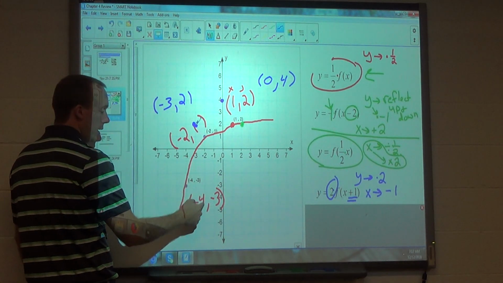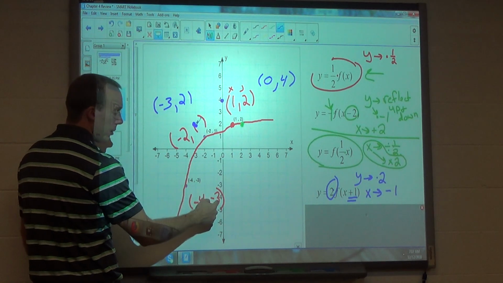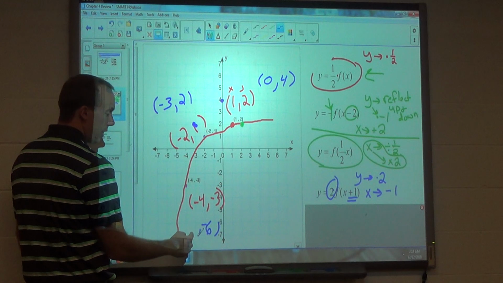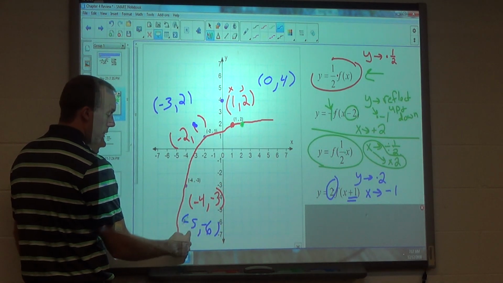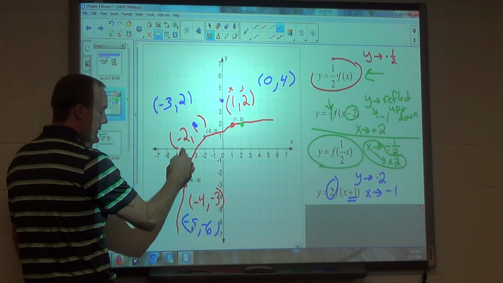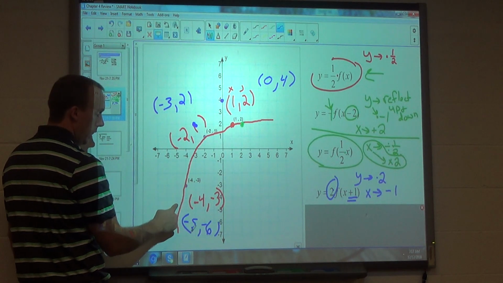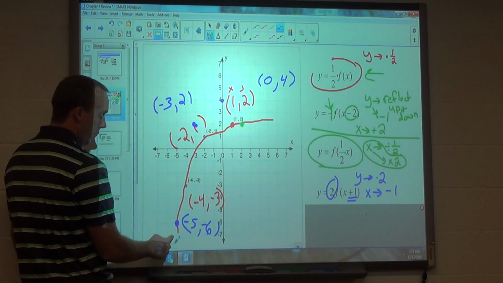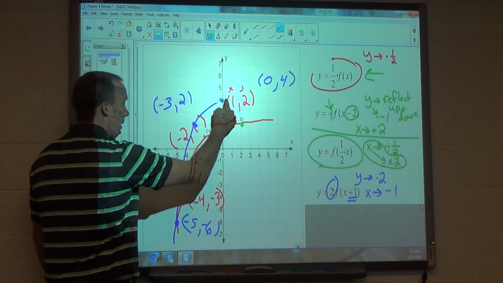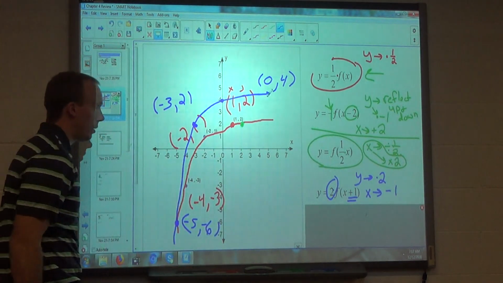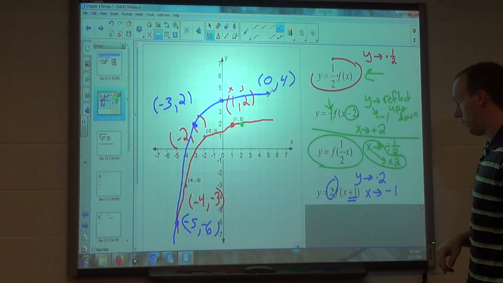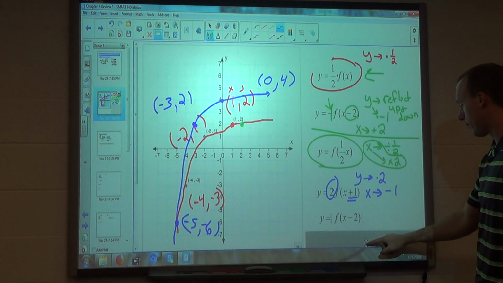here I've got my y value doubled would be negative 6. Okay, and the x value, if you minus 1, would be negative 5. Okay, so then negative 5, negative 6. Okay, and then if you connect them, there is my new graph. Okay, last one.